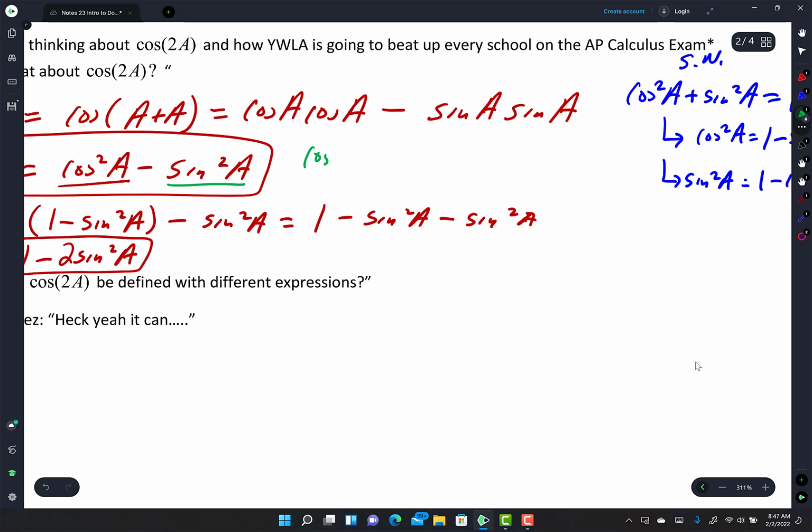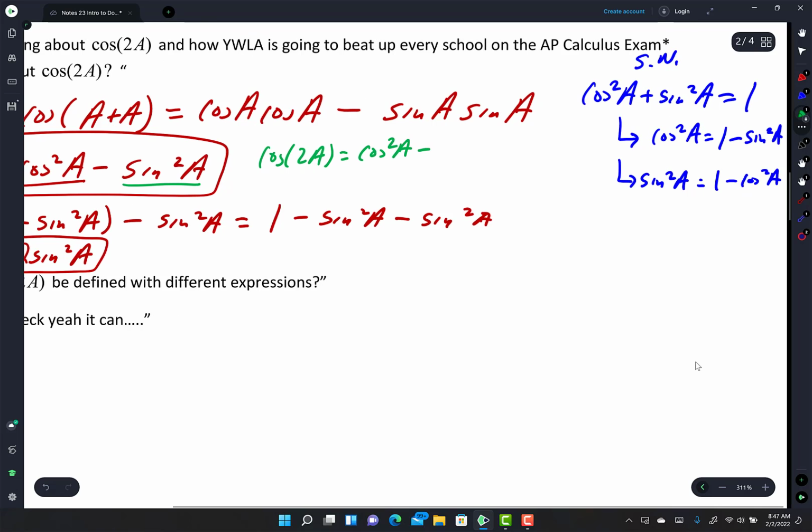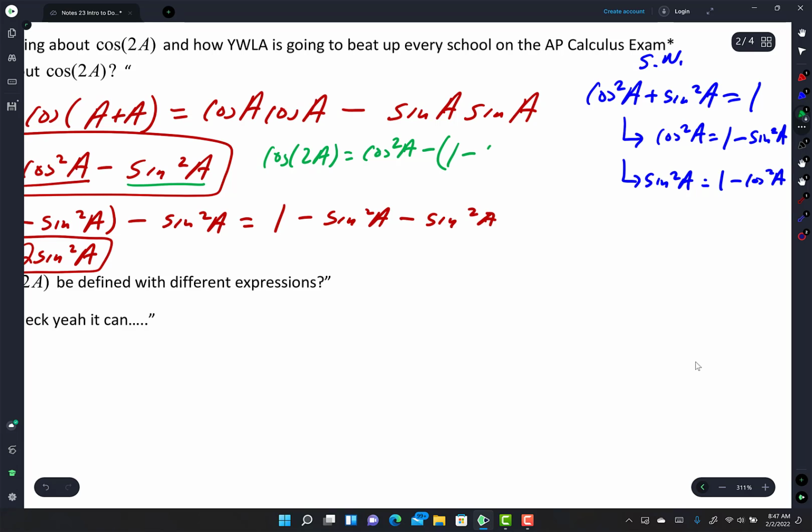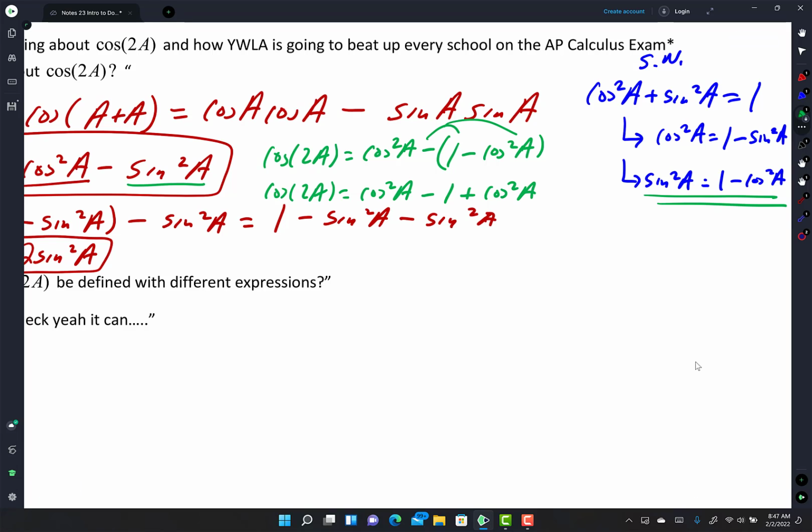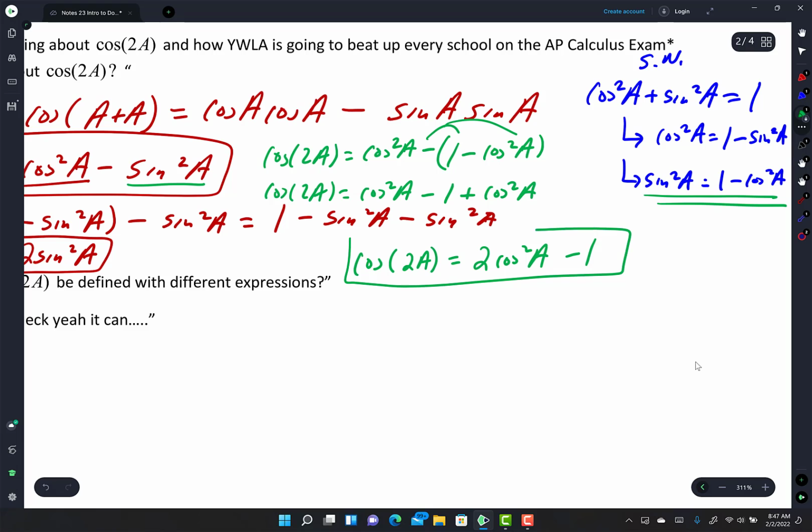So I'm going to write cosine 2a is equal to cosine squared a minus, and I'm replacing what sine squared is, open parenthesis, 1 minus cosine squared a. I'm using this one right here. When I do that, this time I do have something in front of the parentheses, so I can't just drop it, I have to distribute. So I have cosine 2a is equal to cosine squared a minus 1 plus cosine squared a. How many cosine squares do you see? 2 of them. So here's my formula, my third one. Cosine 2a is equal to 2 cosine squared a minus 1. There's your third one, guys.